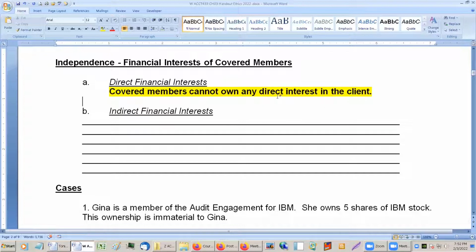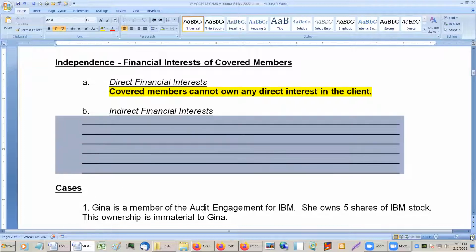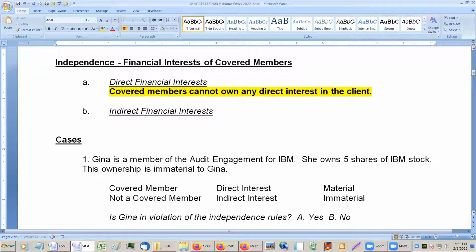So covered members cannot own any direct interest in the client. If you own one share of stock, you're out. If you're auditing IBM and you have one share of IBM stock, you're out. Indirect financial interest.